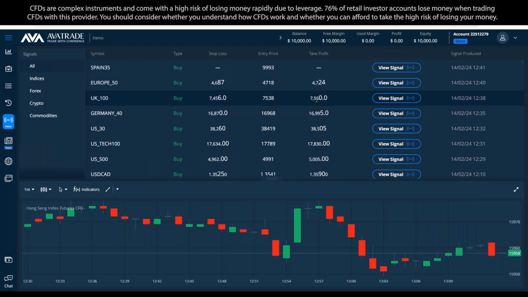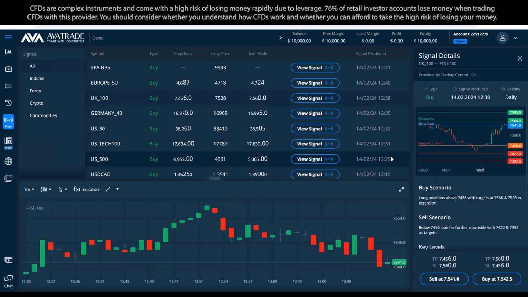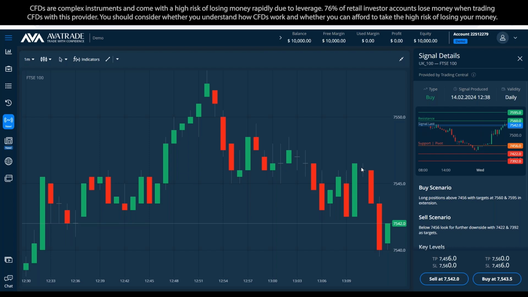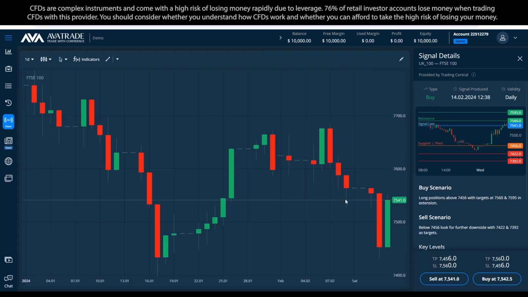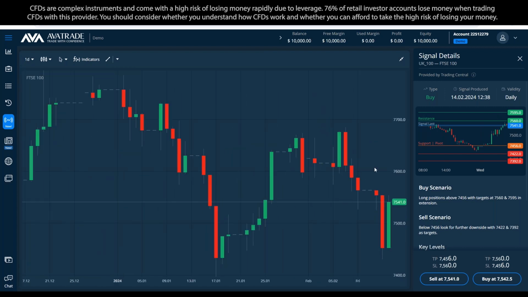Now let's take, I think FTSE might be, yeah, let's use the FTSE. So we're clicking here on the view signal, right? We're expanding the chart. We want to see it all the way up. We're going to make sure that the validity here is daily. That means we're going to change to daily as well.